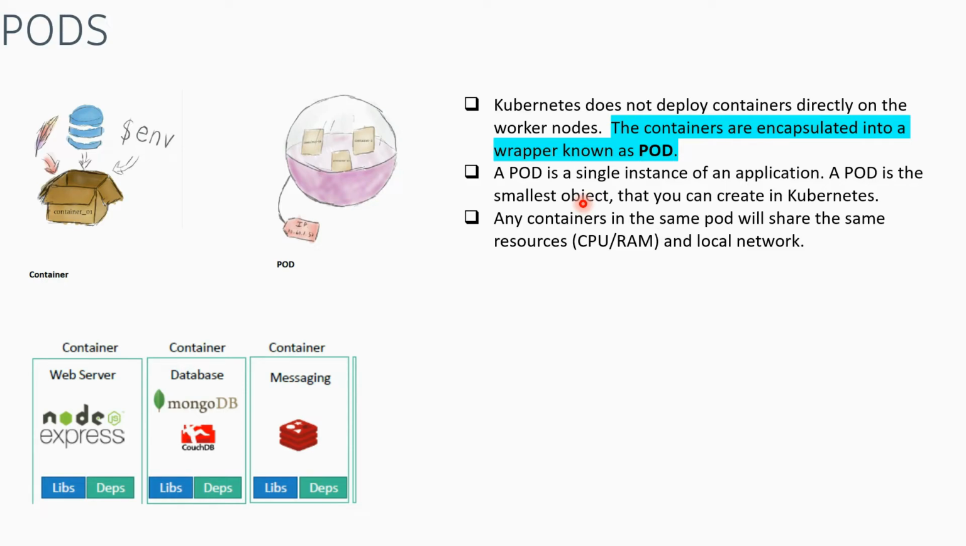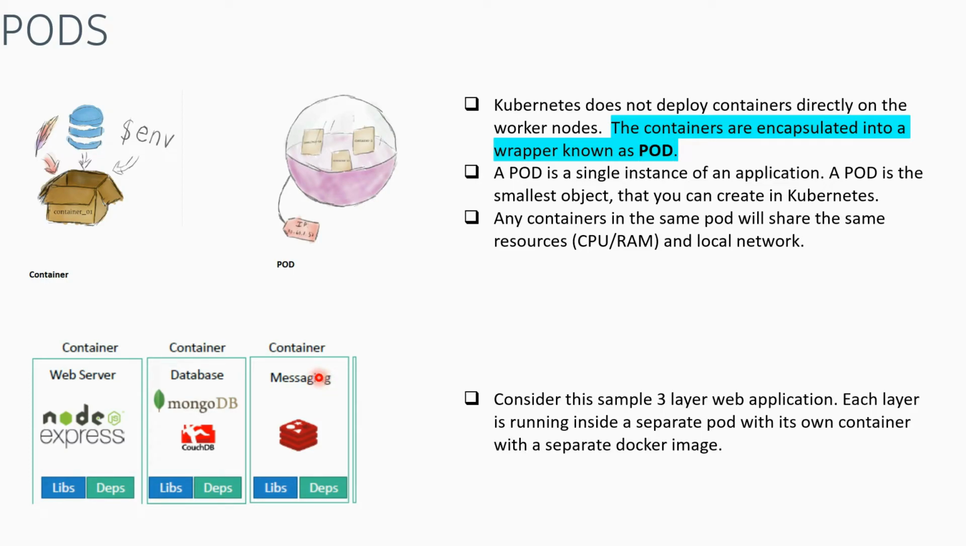Imagine this is a 3-layer web application. There is a web server, there is a database server, and there is a messaging app, which is part of the application itself. So if you want to deploy this application via containers, basically every application is running inside a container, which means a separate pod with its own container image as a Docker image.